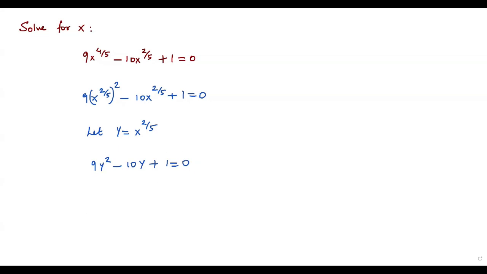Now I think this quadratic equation can be solved by factoring. For that, I have to multiply the constant term positive 1 by the coefficient of y square, 9. When I multiply positive 1 by 9, I am getting positive 9. Now I have to get two factors of positive 9 so that the sum of the two factors must be equal to the coefficient of y, which is negative 10. I think negative 9 and negative 1 will work. When I multiply negative 9 and negative 1, I am getting positive 9. And when I add negative 9 and negative 1, I am getting negative 10, which is the coefficient of y.